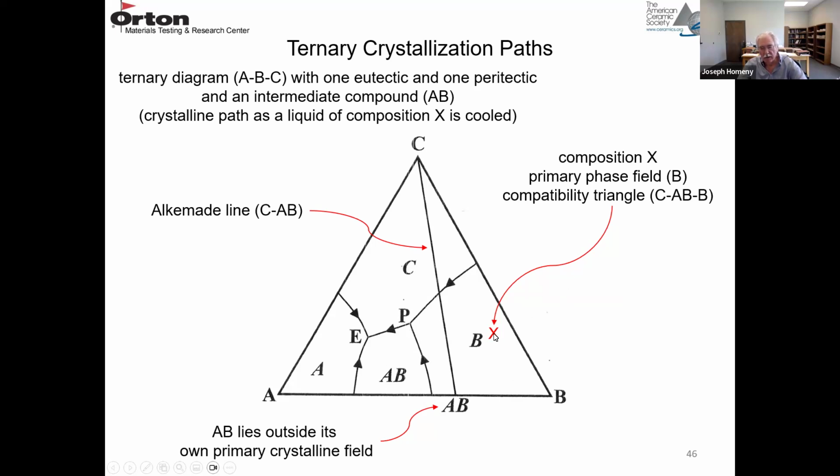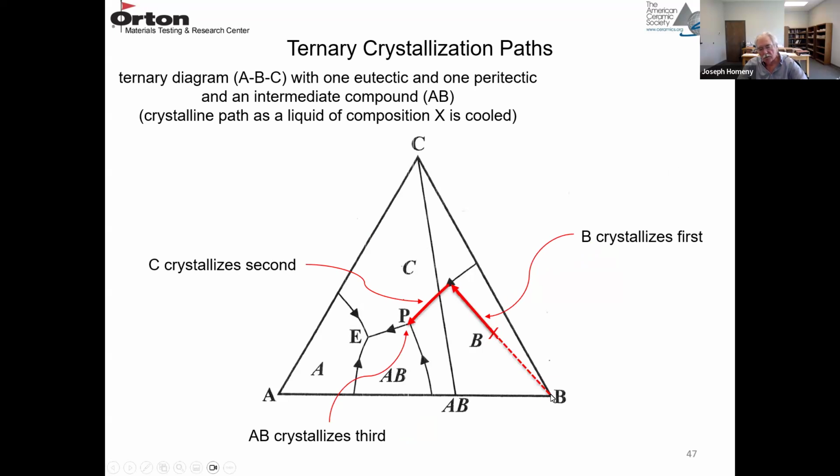So this composition X is in phase field B, so B will crystallize out first, but it's in the compatibility triangle C, AB, B. So we know we're going to end up with those three phases, C, AB, and B. So here's the primary phase field of C, the primary phase field of B, and the primary phase field of AB. So we're going to end up at this point P, which is a peritectic.